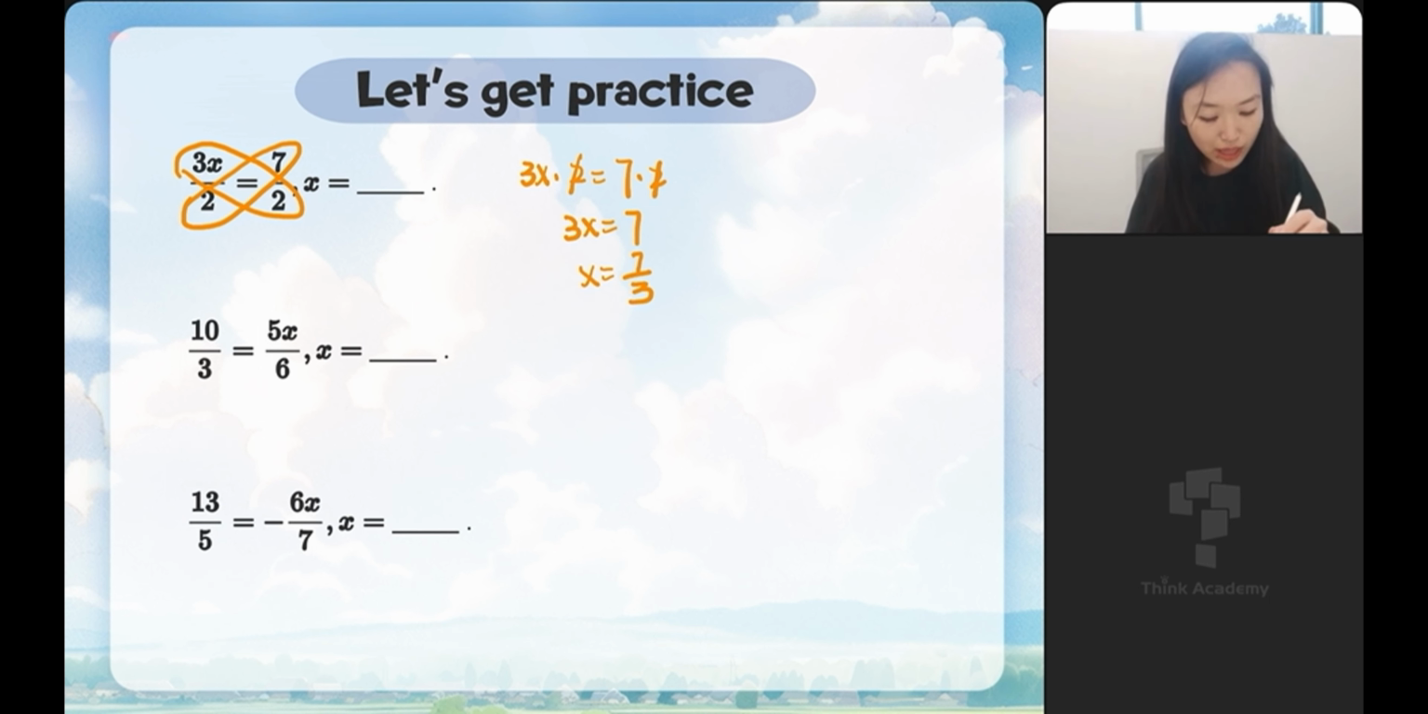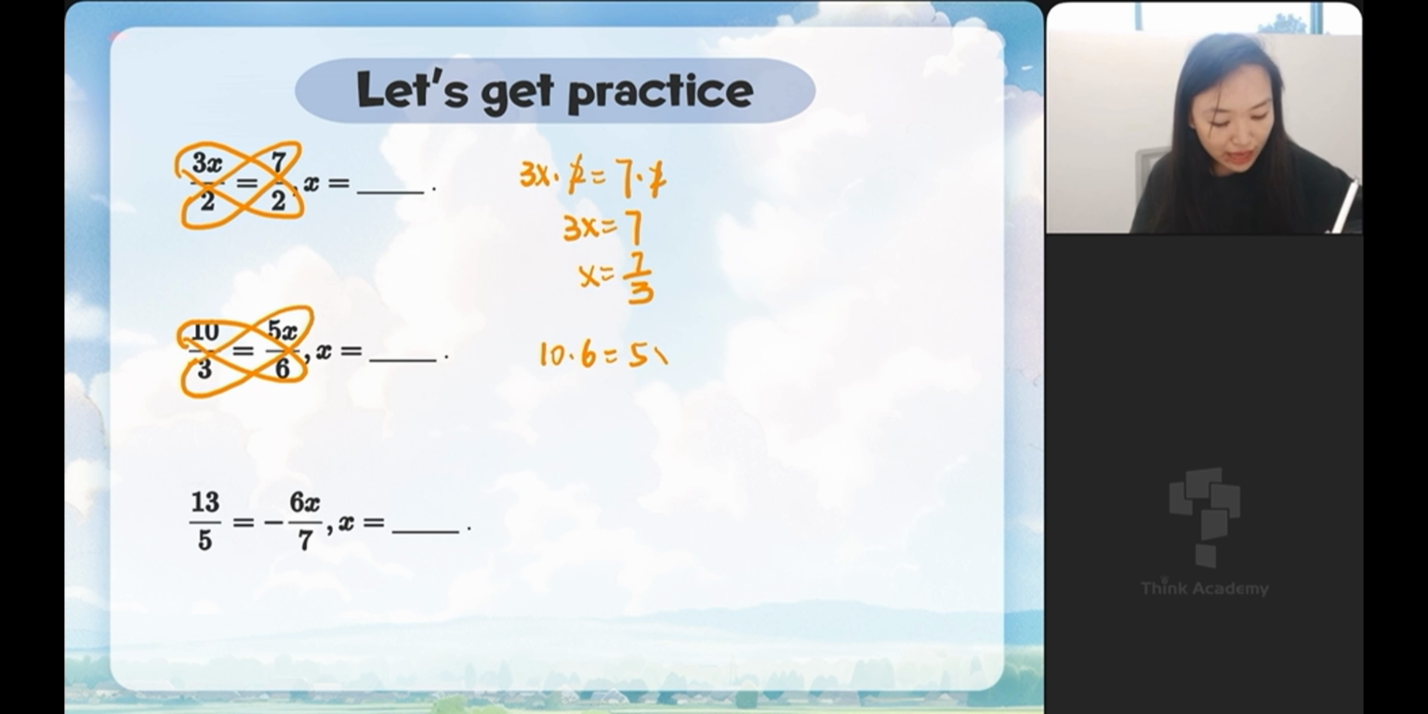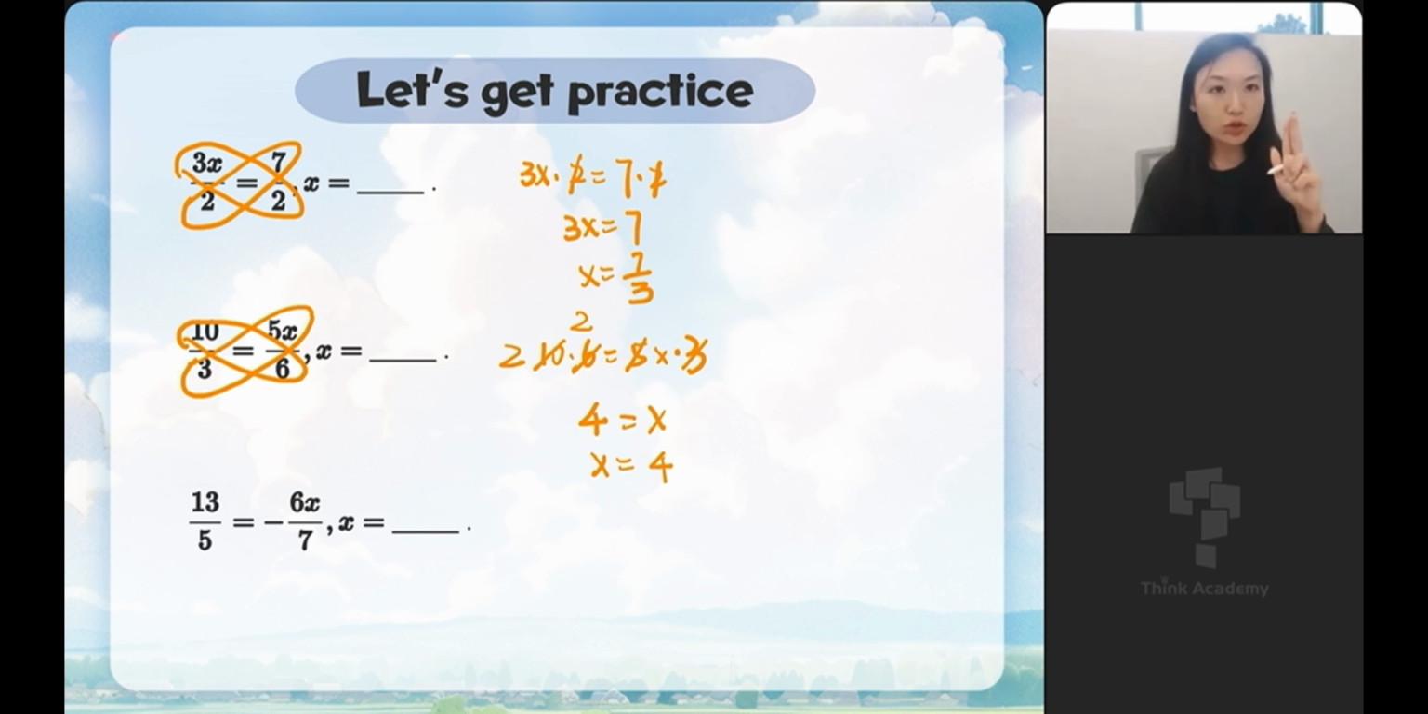For the second one, we know that 10 divided by 3 equals 5x divided by 6, and we can draw a butterfly as well. So 10 times 6 equals 5x times 3, right? And then let's do the calculation. We can cross cancel the 10 and 5 here, and we only have a 2 here. And then 3 and 6, we have a 2 here. So x equals 2 times 2, which equals 4. So x equals 4 for the second question.